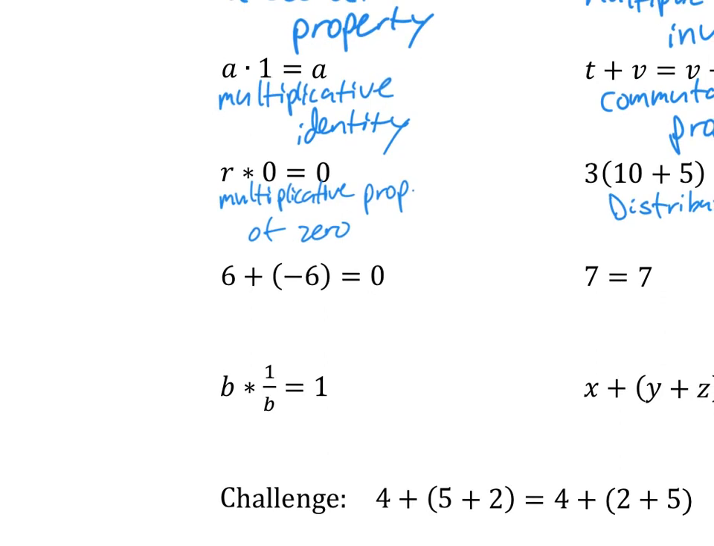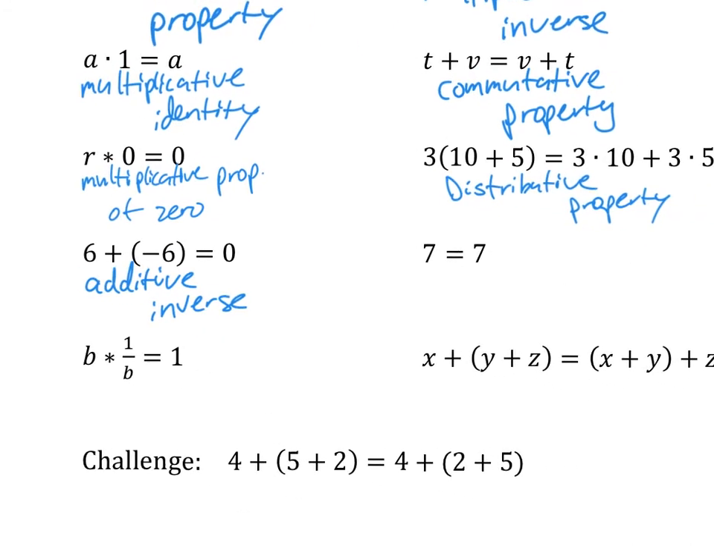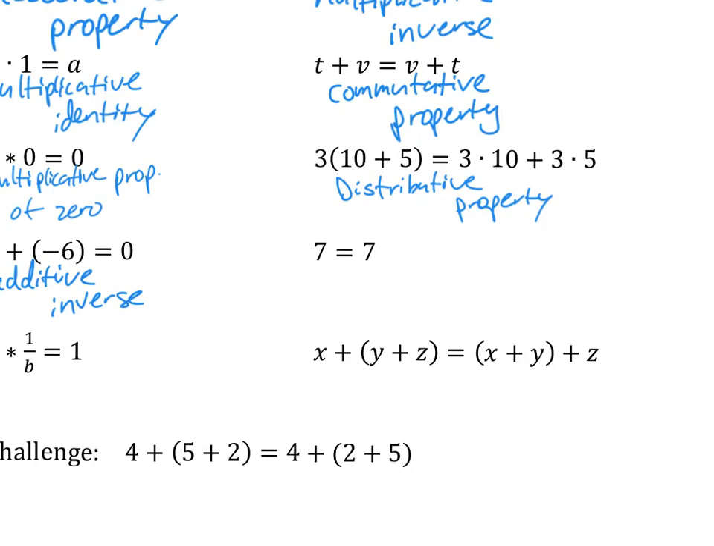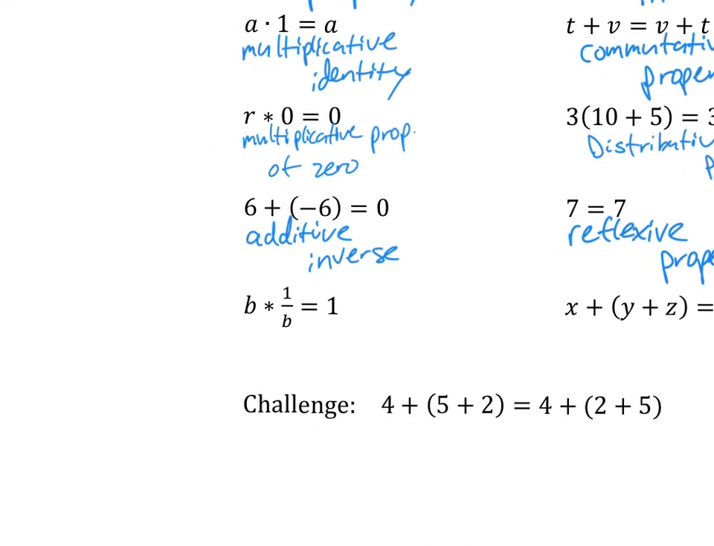Six plus negative 6 equals 0. That's our additive inverse. Basically, inverse meaning that you undo the thing that you were trying to do. So if we were trying to add 6, to undo it, and we've done that when solving equations. If 7 equals 7, that's our reflexive property, the one that seems really obvious. b times 1 over b equals 1. That's, again, our multiplicative inverse.